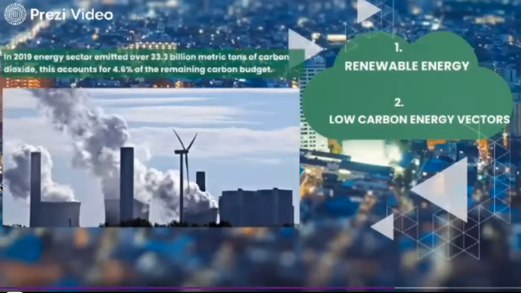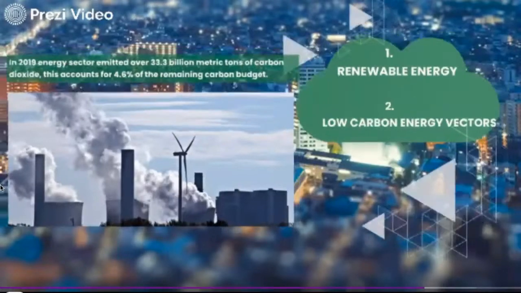We may talk about renewable energies, we may talk about low carbon vectors, but renewable energy is not very sustainable. We cannot go by windmills. Windmills cannot sustain a city, or solar power cannot provide all the energy demand of a city, because currently about 82% of the energy demand of the world is met by fossil fuel, which has carbon emissions in it. So we need to implement carbon capture and storage in this system to curb these emissions.